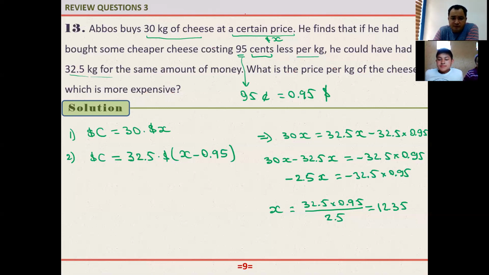Which one is more expensive? The first one, right? That is X. Then we should write here, okay. Here, that is $12.35 per kg. That is more expensive. I need to write here: the price of each kilo of the cheese, which is more expensive, is $12.35. Okay?